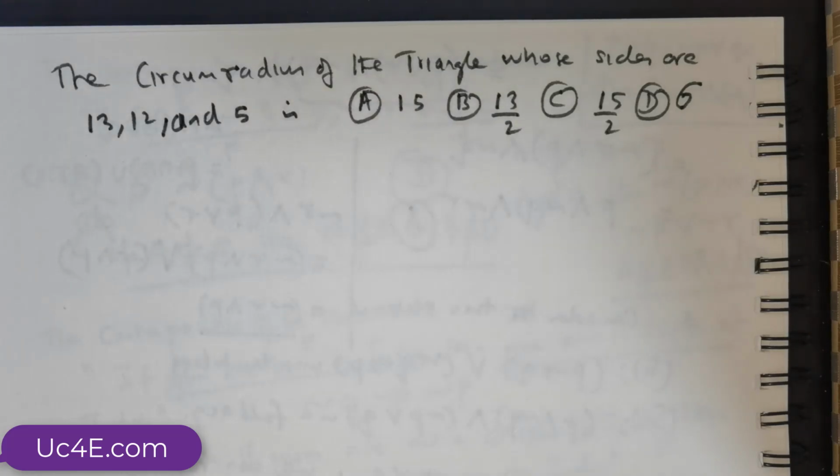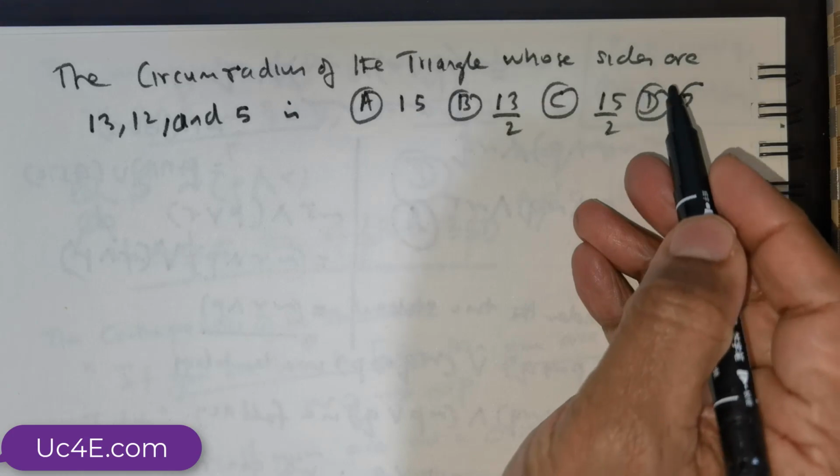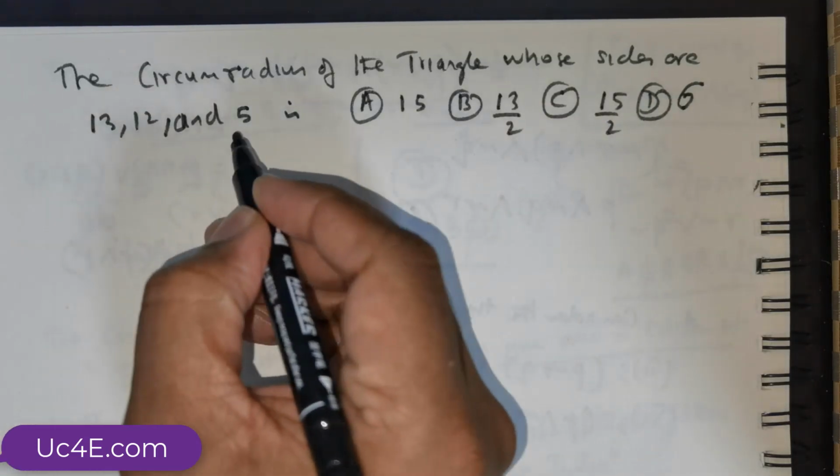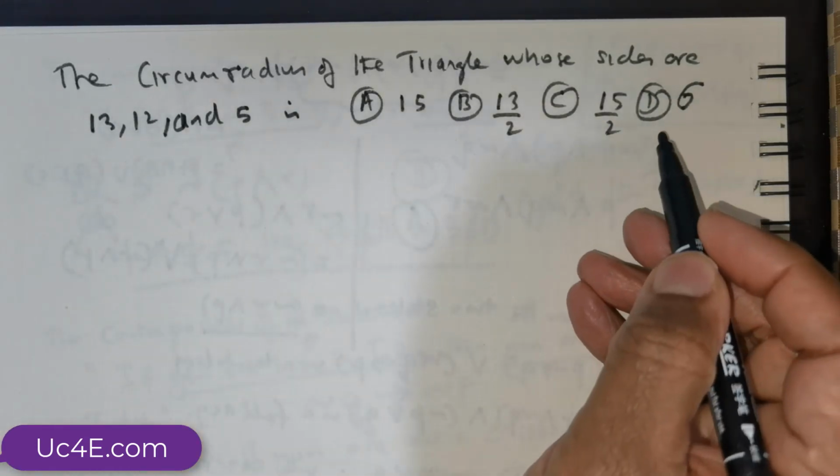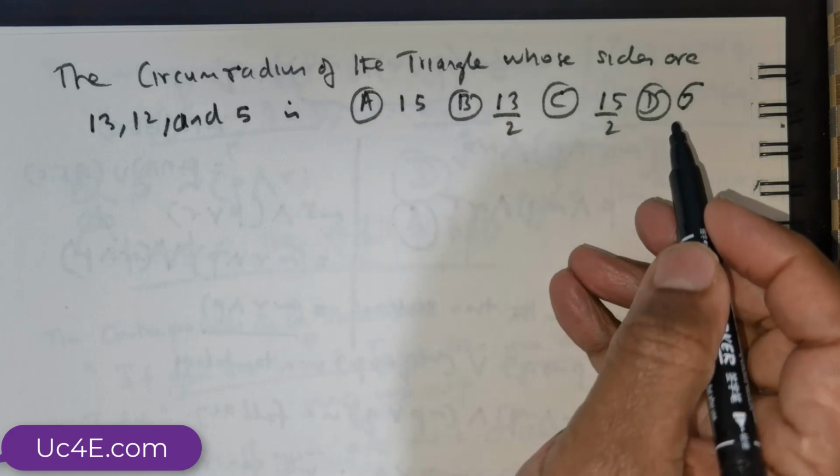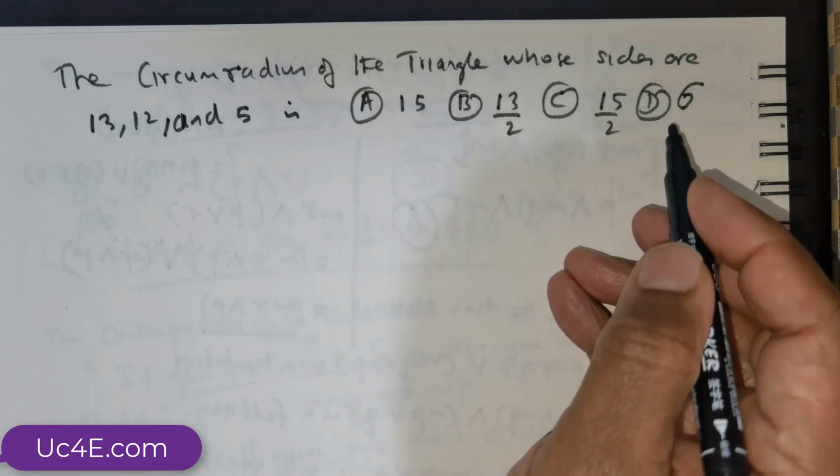Hi everybody, we got a lovely question here. The circumradius of a triangle whose sides are given as 13, 12 and 5 should be one of these choices, and we are expected to find it out.